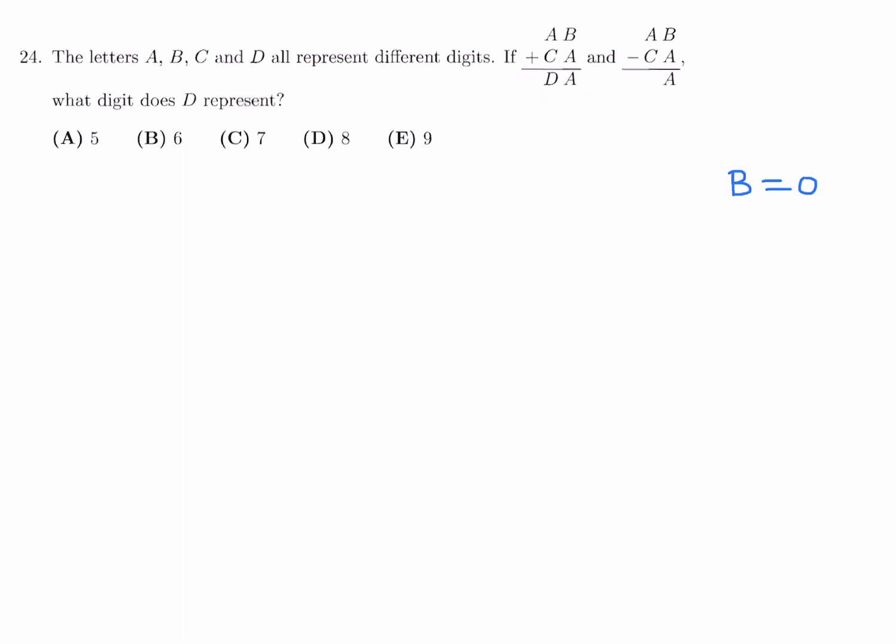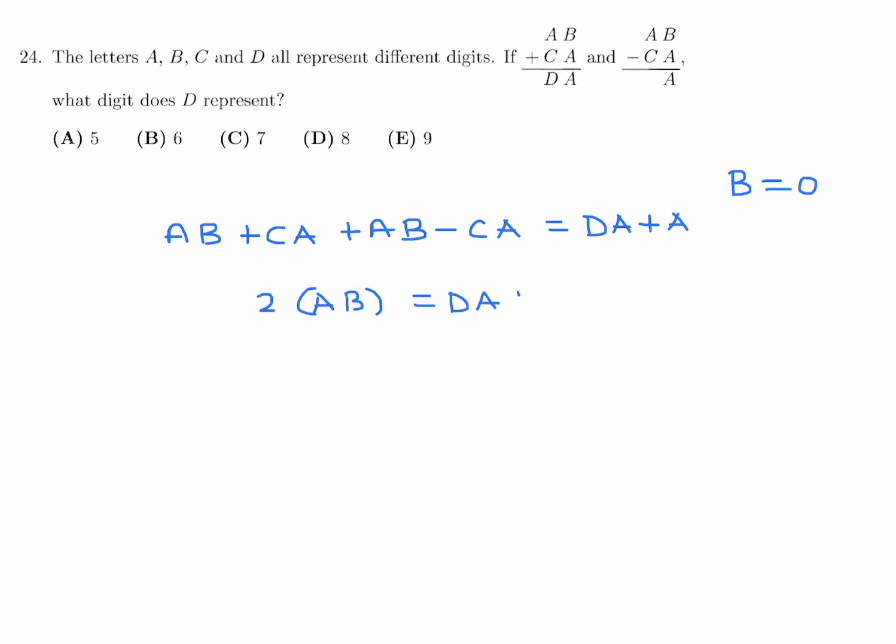Now let me just concentrate on this here. Very quickly, I noticed that it's very similar. If I add up everything, hopefully this will help me because these two will cancel. So I add up AB plus CA and add to it AB minus CA. And then, of course, I have to add the other sides, which is DA plus A. As planned, these two cancel, so I'm just left with 2AB is equal to DA plus A.